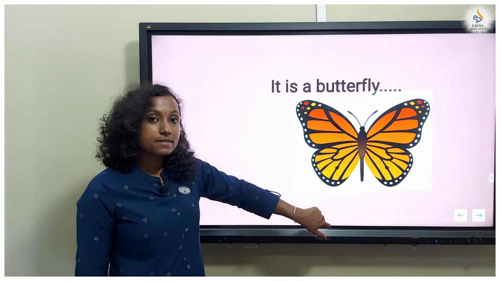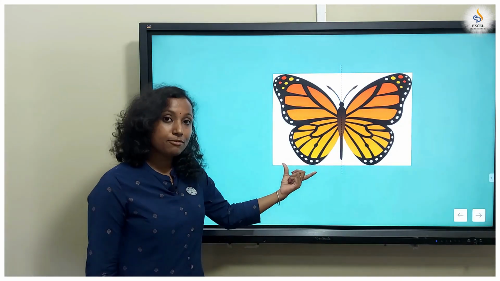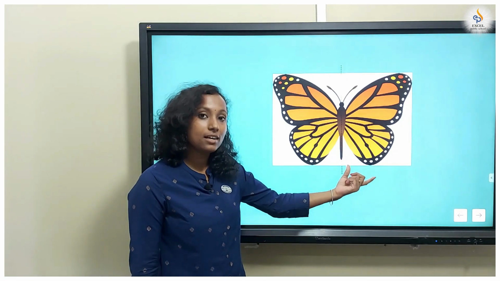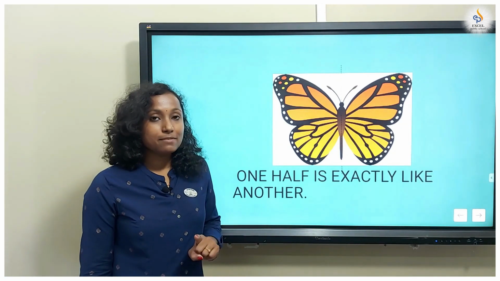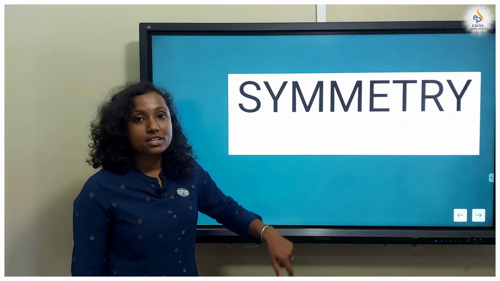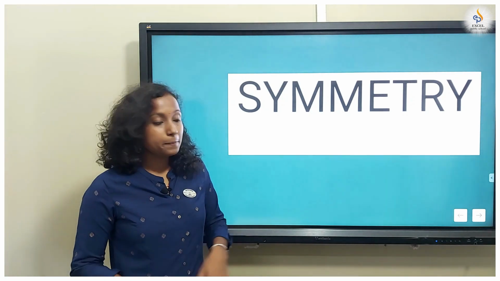Children, did you all observe something here? Here you can see that half of the image is exactly like the other half. So what do we call such images? Yes, we call it symmetry. In today's class, let us learn more about symmetry.